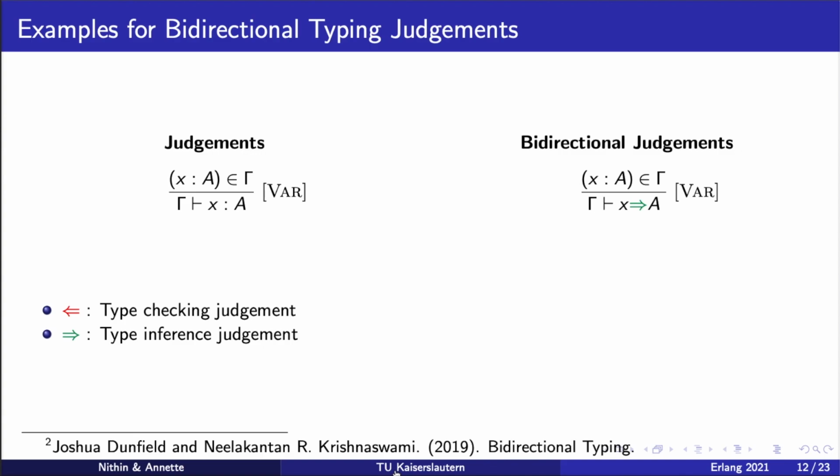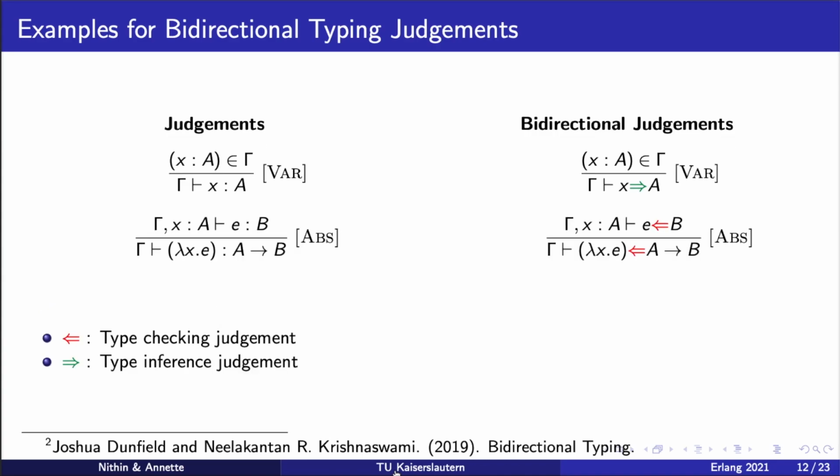So here are a few examples of bidirectional typing judgments. The first is a variable. As I mentioned, there are two judgments, type checking and type inference. Here we have a variable x, and that variable x has a type A in the context. Then we simply infer that the variable x has type A.